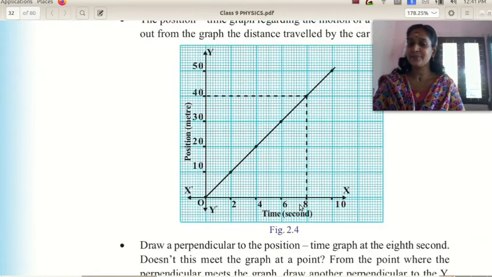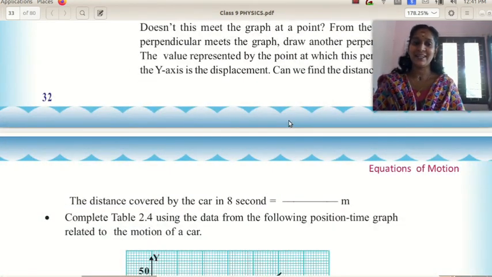Here, at the 8th second, the car moved to 40 meters. So this is the displacement of our car. Our car moved from 0 to 40 meters. So the displacement of our fan's car is 40 meters. So we can write here: the distance covered by the car in 8 seconds is equal to 40 meters.